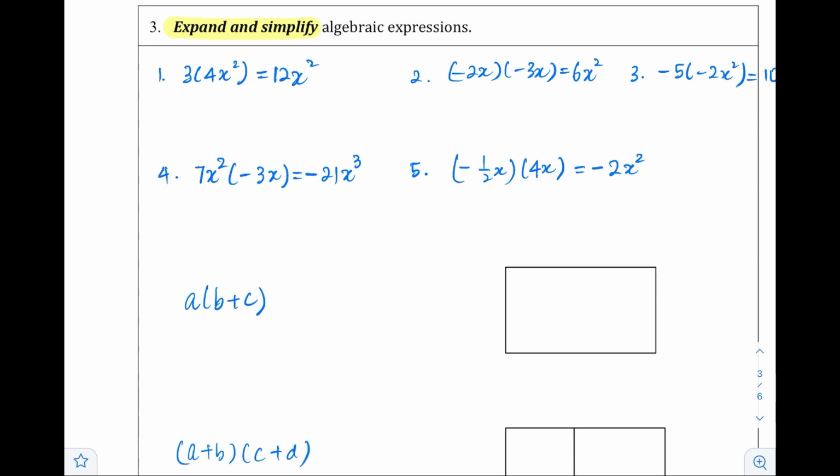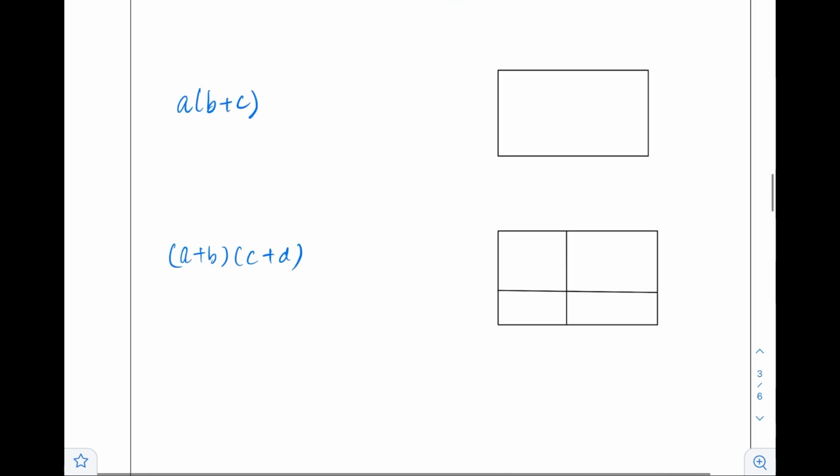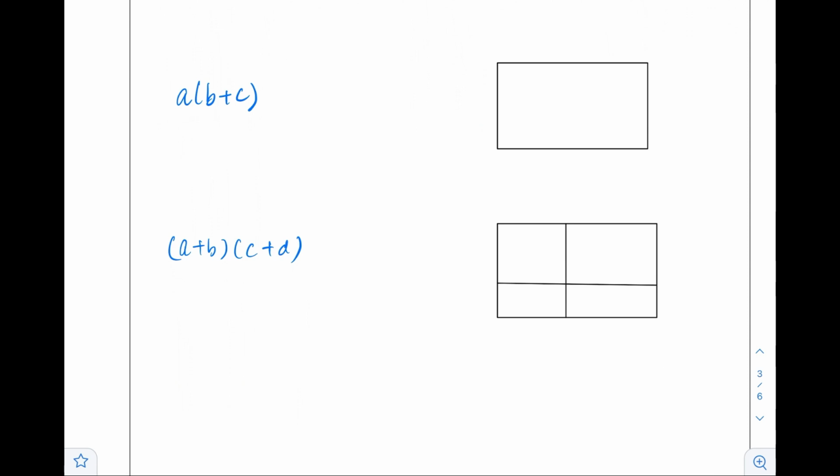Alright, so if you know these basic skills, then you are ready to learn how to expand and simplify algebraic expressions. So let's look at this. If I have a times (b plus c), what this means is I have a multiplied to (b plus c). So I can think of this as having a rectangle and trying to find the area of the rectangle where the breadth is a and the length is b plus c.